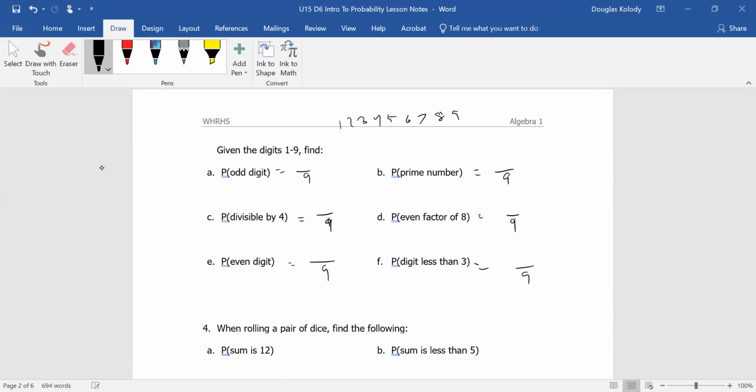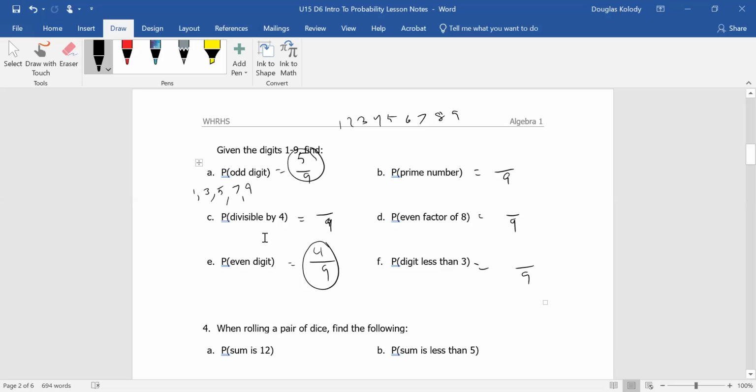Okay, so what's the chances that it's odd? I often just like to write my possibilities. So that's 1, 3, 5, 7, and 9. That's 5 numbers out of 9. So then the probability of being even would be the other 4 numbers out of 9. Done with those already.